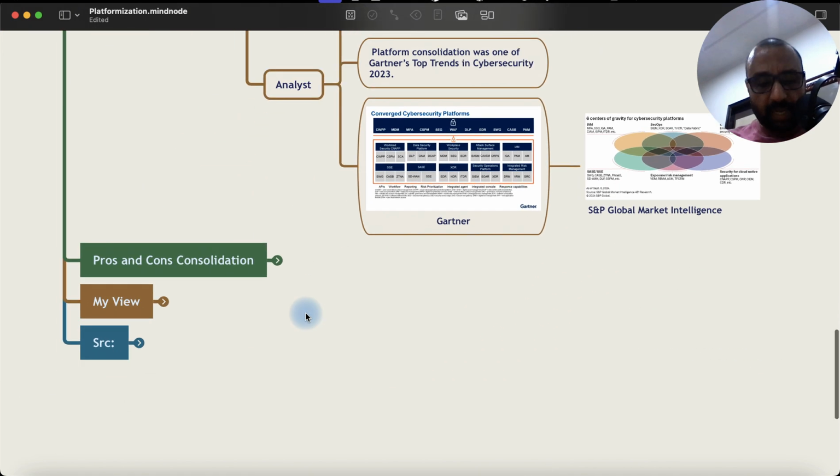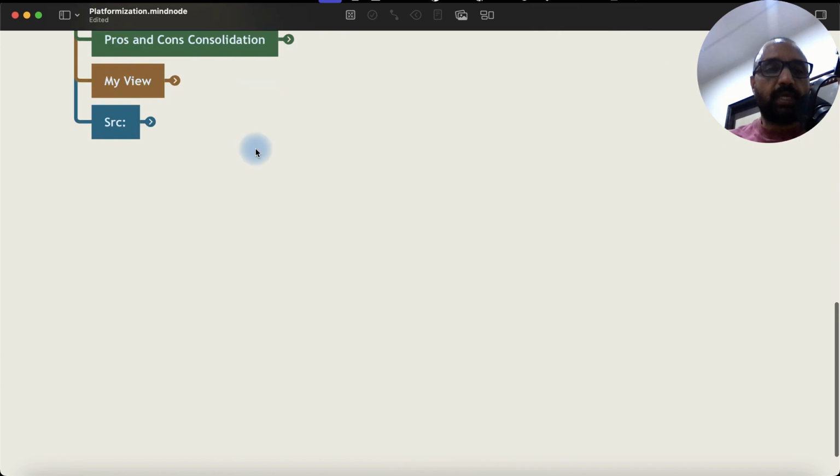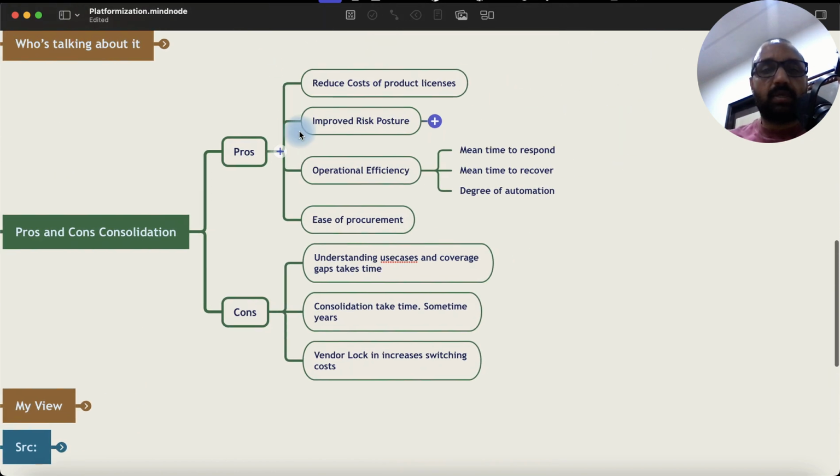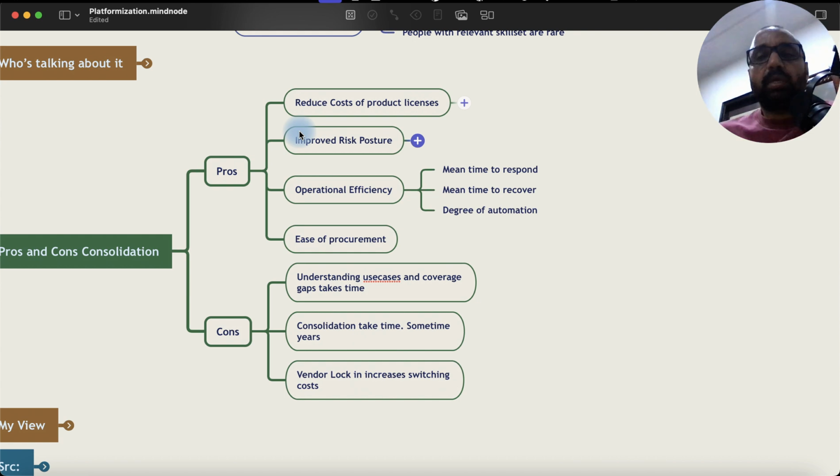Okay. Now, what are the pros and cons of consolidation? If you look at the pros, of course, reduced cost of production licenses because you're not paying as many vendors. You're talking to one vendor. Maybe the contract can be lengthier, and this means you will typically get more discount. And then, of course, the improved risk posture because you have fewer tools to manage. The tool itself is doing a better job because it has one backend where the algos are working, and also operational efficiency in terms of mean time to respond, mean time to recover, degree of automation, etc., because you have fewer consoles to hop, and ease of procurement for finance teams.